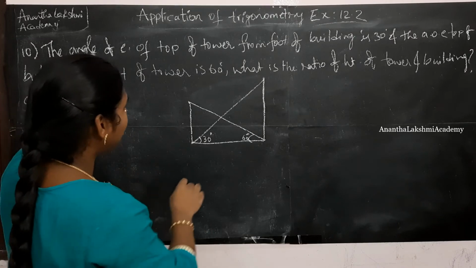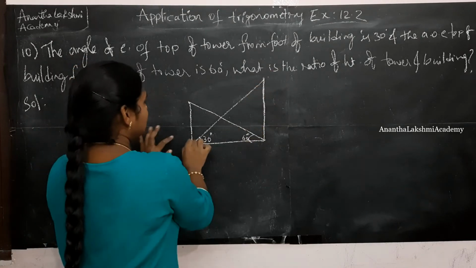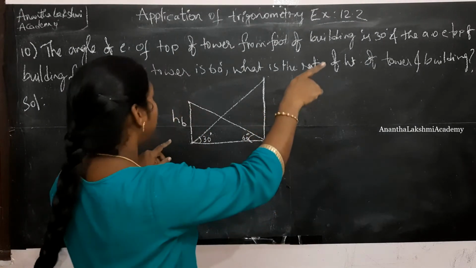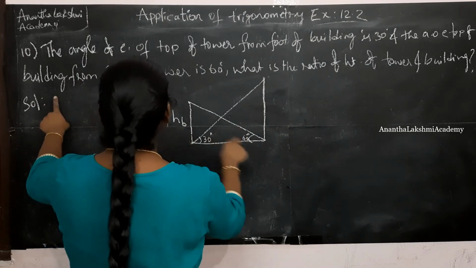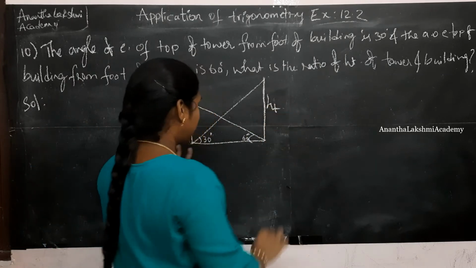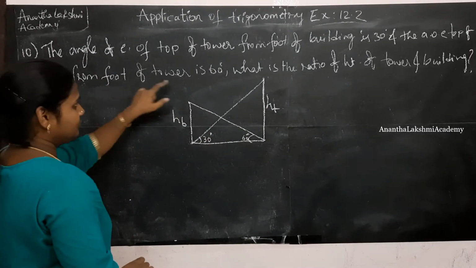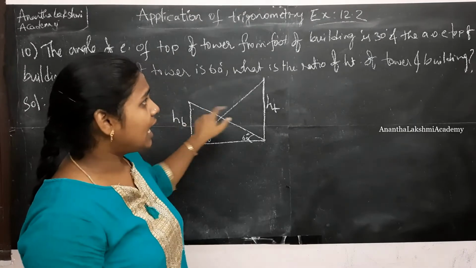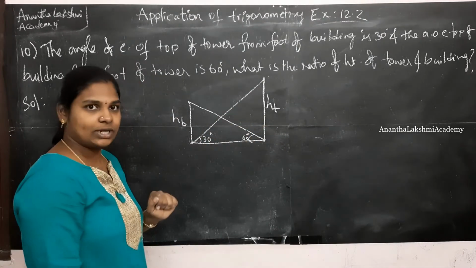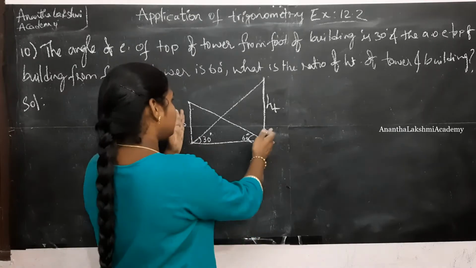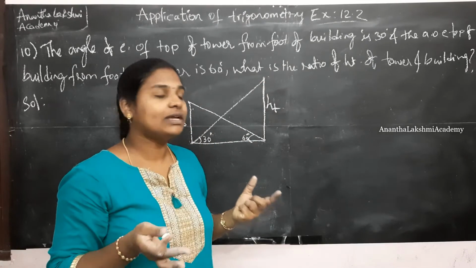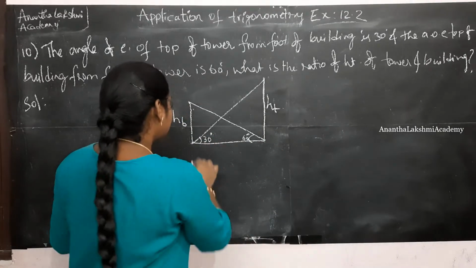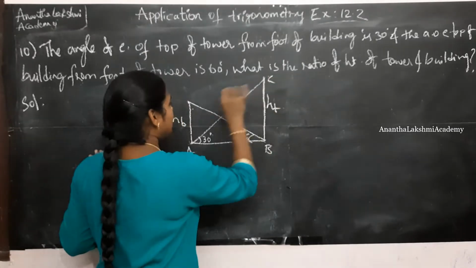So the angle of elevation of the top of the tower from the foot of the building, this is the building. Let us assume the height of the building is HB, and the angle of elevation of the top of the building from the foot of the tower, with height of the tower as HT, is 60 degrees. What is the ratio of the height of the tower and the height of the building? This is what is given. Why have I drawn it like this? Because I do not know whether the heights of the building and the tower are equal or not. So let us quickly name the diagram: A, B, C and D.